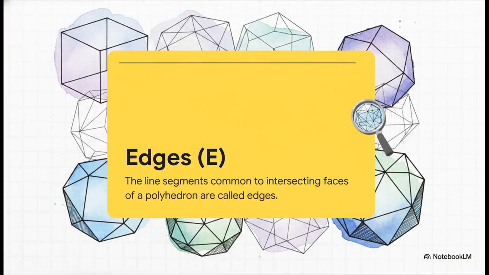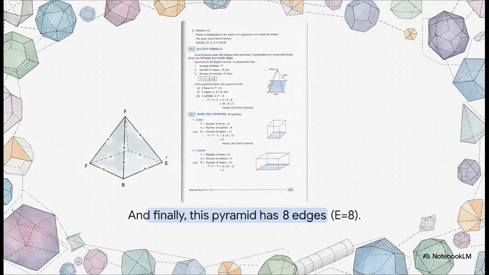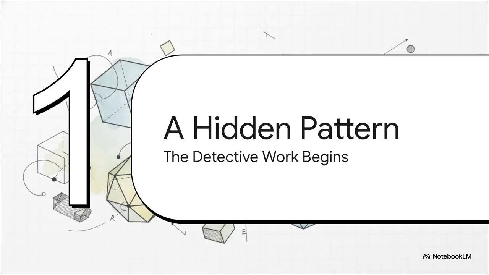And the last piece of the puzzle is edges. We'll call them E. Edges are just the lines where any two faces come together. They're kind of like the skeleton of the whole shape. All right, one last time with our pyramid. Let's count them up. We've got 4 edges around the square base, and then 4 more that slope up to that top point. 4 plus 4 gives us a grand total of 8 edges. So E is 8. All right, so now we have our 3 tools: faces, vertices, and edges. F, V, and E. Now that we know what to count, the real detective work can finally start. Let's get some data on the board and see if we can hunt down this hidden pattern.